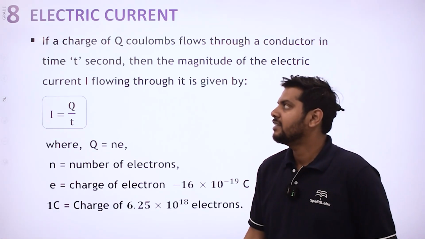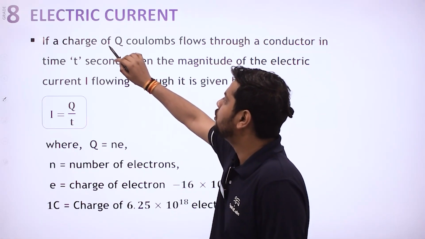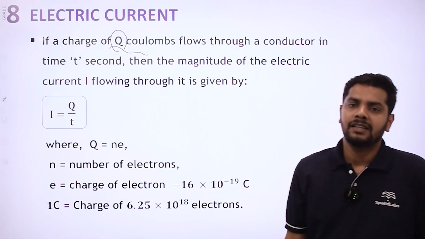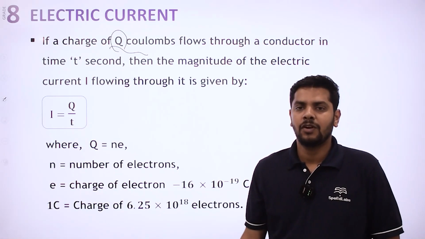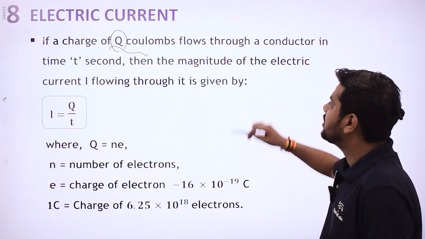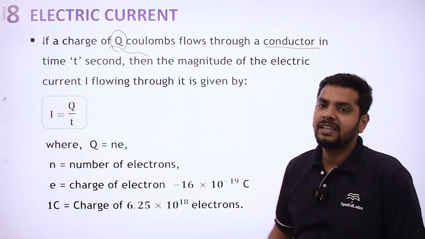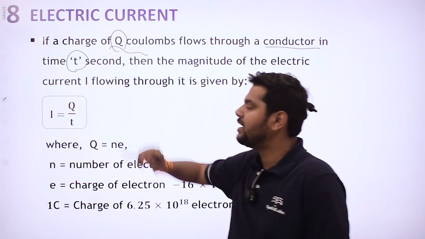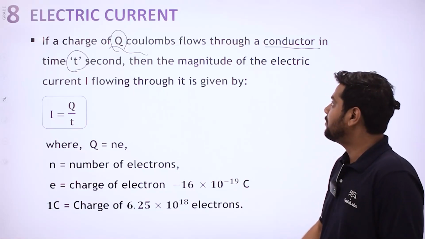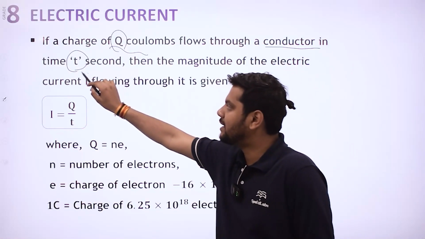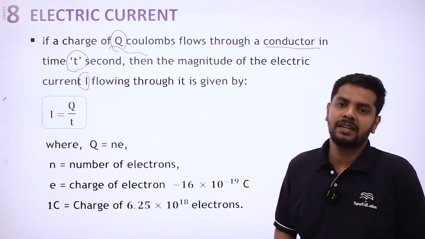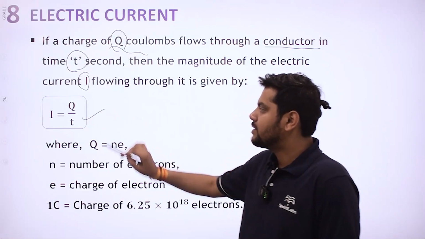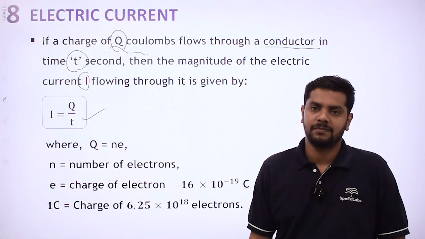The same part is written here: if a charge of Q coulombs, right, that means charge is denoted by capital Q and the unit is coulombs, obviously, flows through a conductor in t seconds of time. So that means time we are representing by small t. Then the magnitude of electric current, capital I, flowing through it is given by I = Q/t, right?